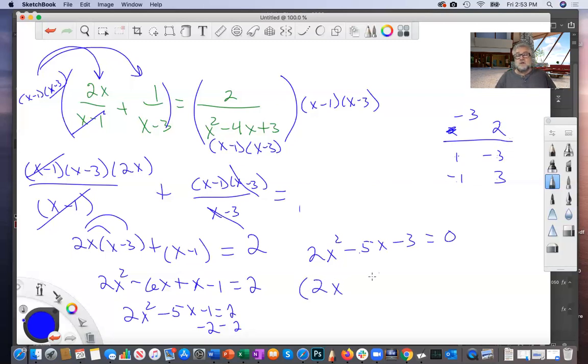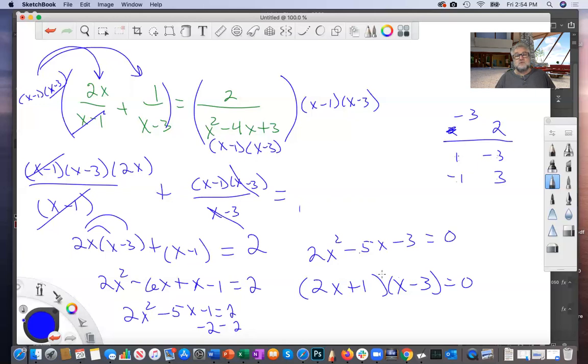So I got to think about this really carefully. So I want the 2 to multiply into the negative 3. So I want the negative 3 here. So it'll be 2 times negative 3. And then I'll put the plus 1 here. So I'll get a negative 6x, and a plus 1x will give me negative 5x.